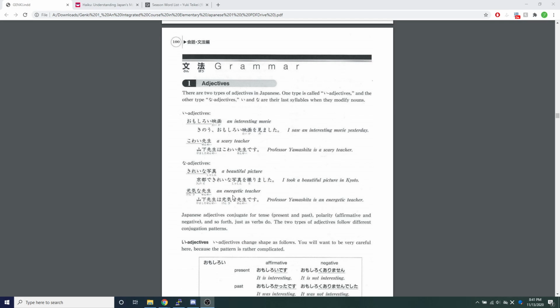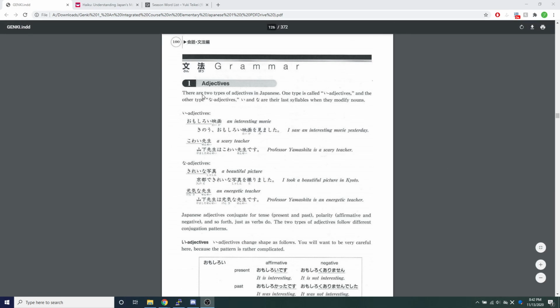Now that's because na-adjectives are pretty much just nouns. So that's not universally true. Like you can't necessarily just take a noun and make it a na-adjective. But for the most part, you can take a na-adjective and make it a noun. So you'll see that as you go through. But some examples of the adjectives that are provided here. So omoshiroi eiga, right? An interesting movie.